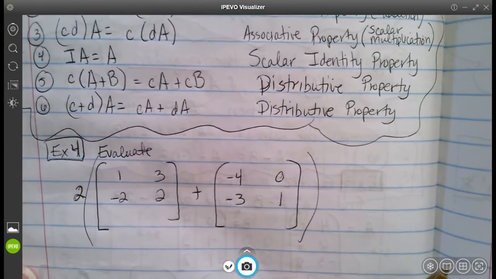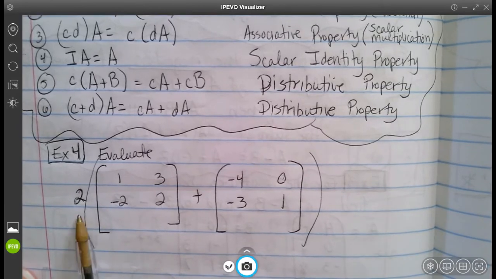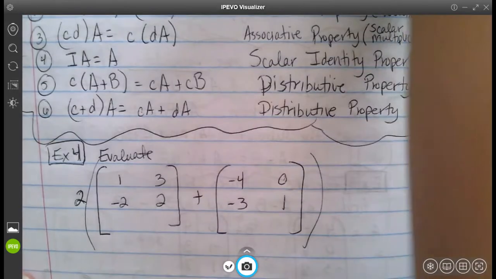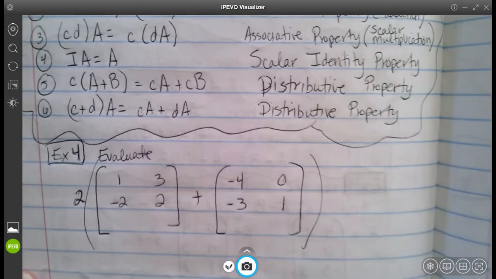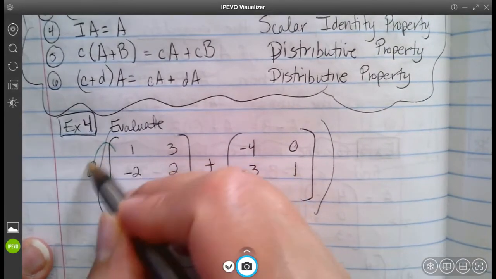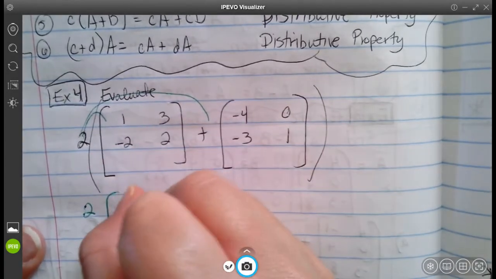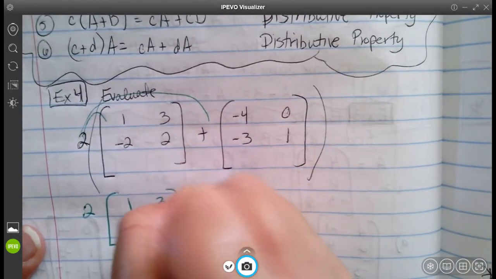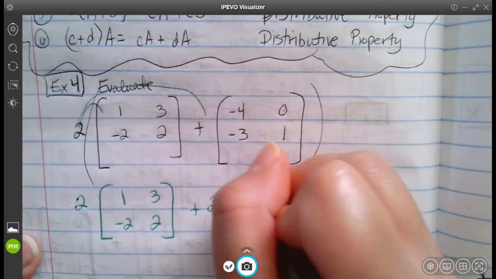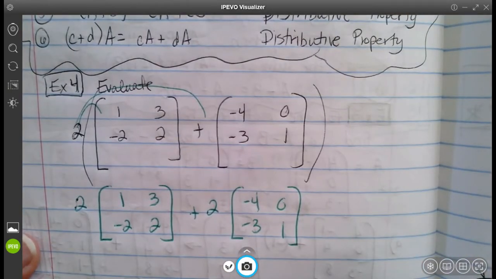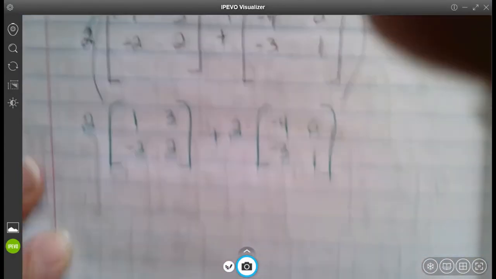Let's go ahead and evaluate one more example like this. This is some of the properties being put together. We have 2 times a matrix plus another matrix. So we're going to use our distributive property to multiply this out. Okay. Where did I leave? There we go. So I would multiply the 2 here and the 2 here. So we're actually looking at 2 times all of the first matrix, okay, plus 2 times the second matrix. Okay, so there's our distributive property in use. And then we're just going to go ahead and multiply everything times 2 and then add it up.